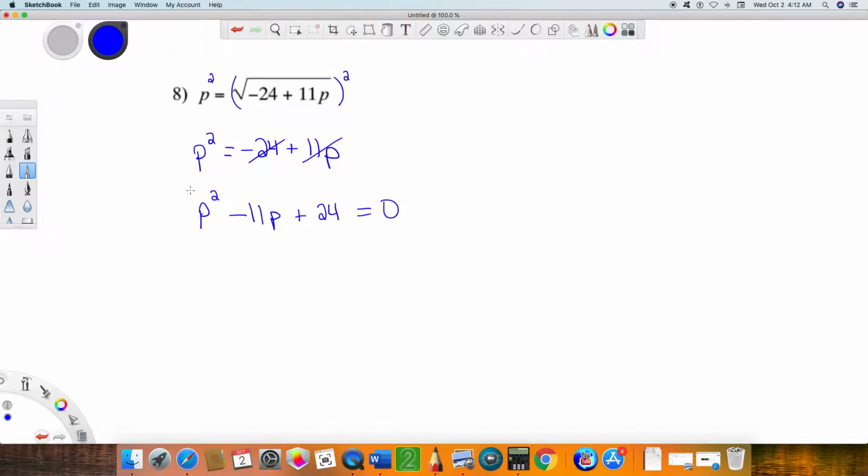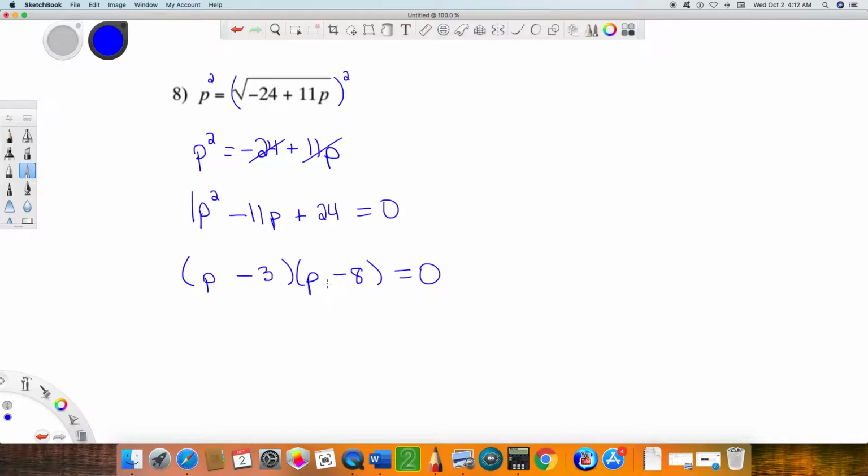So now with the leading coefficient of 1, this is pretty easy to factor. We come up with two numbers that when multiplied together give us positive 24, but when added are negative 11. And minus 3 and minus 8 will do the trick, because negative 3 times a negative 8 is positive 24, and negative 3 plus a negative 8 is negative 11.